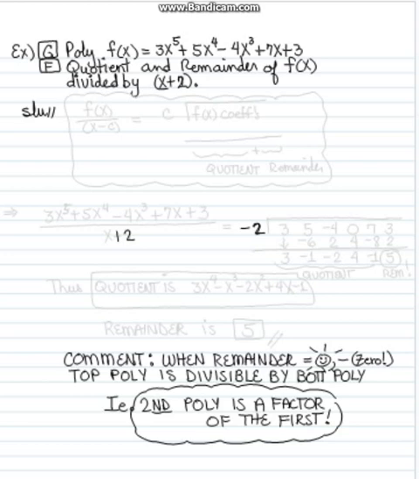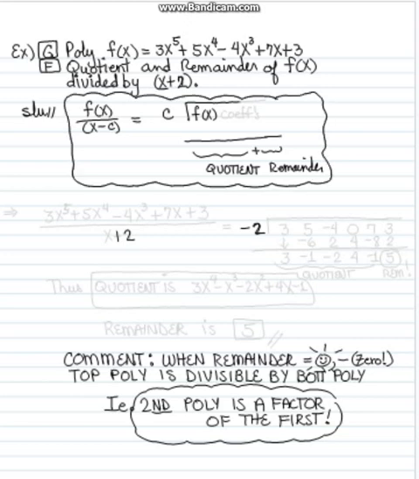Okay, here's what we know. If we synthetically divide f(x) by x minus c, it would look like this. You put the f(x) coefficients under the division symbol and divide by c, and the stuff on the bottom is called the quotient, plus the number at the end is our remainder. We're going to use this to answer the question about the quotient and remainder.